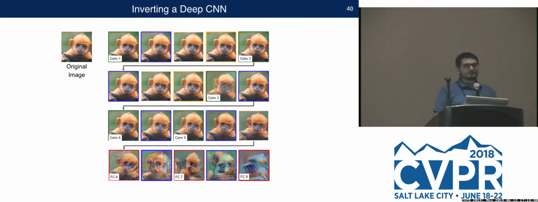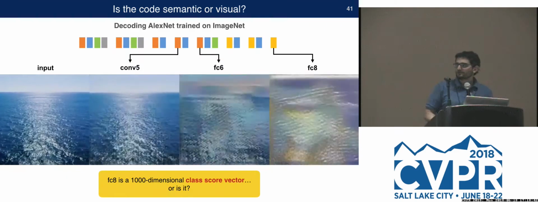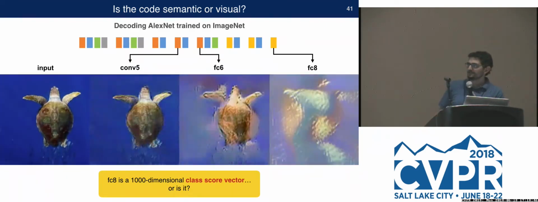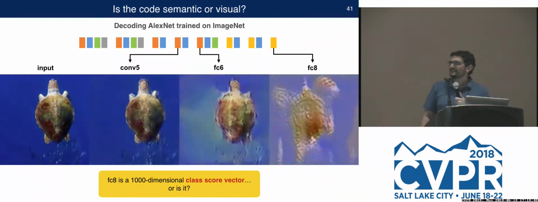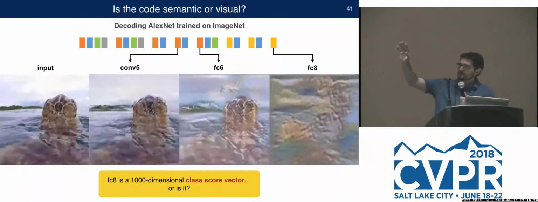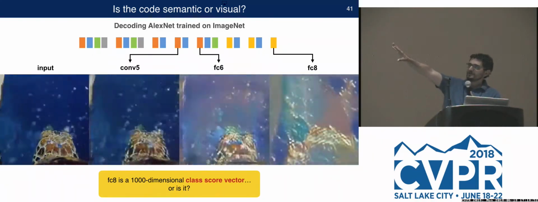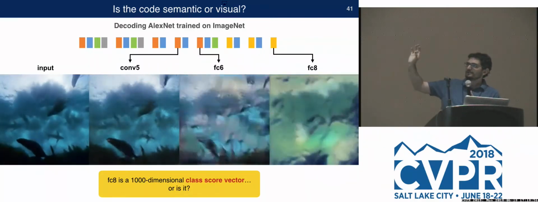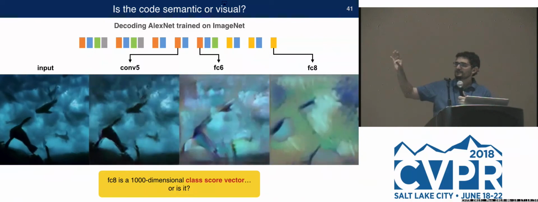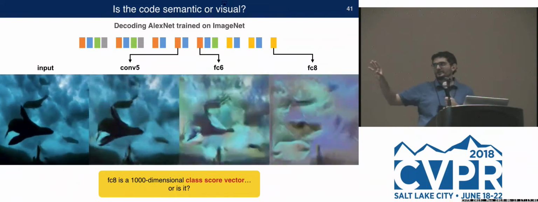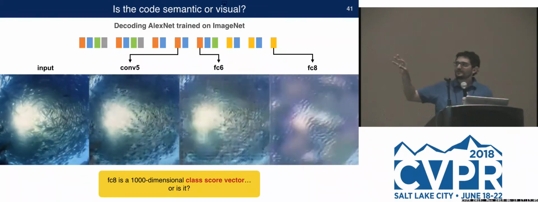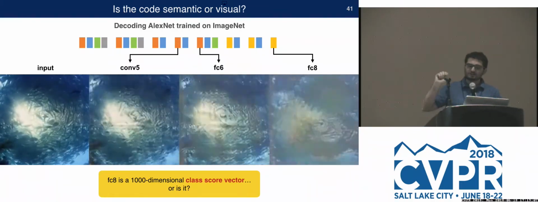Now, I want to do something a bit more interesting and show how this works on a video. I don't have the copyright for this, so don't tell the BBC that I stole one of their trailers, please. Anyway, what you see here is the input image on the left, and then inversions from conv5, fully connected layer number 6, and fully connected layer number 8. And you see essentially the same behavior. The deeper I go into the network, the less and less spatial information is preserved, and the more and more blurry and jittery the result is.